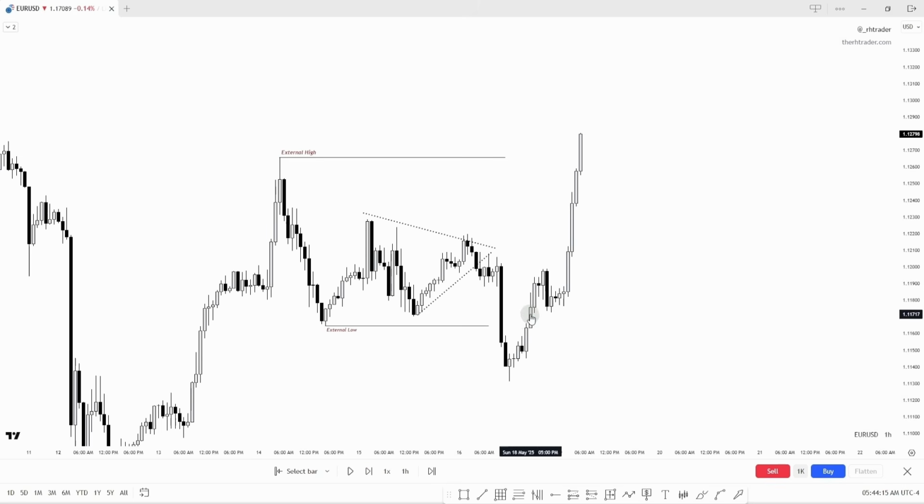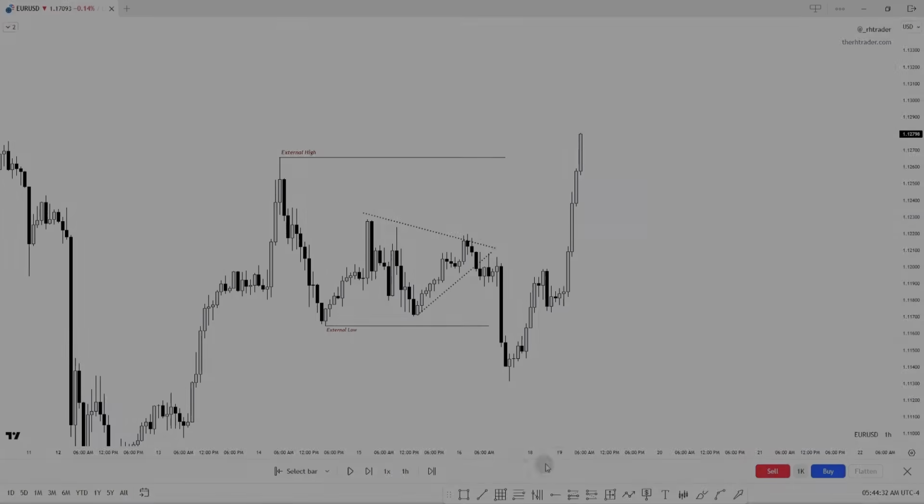And there we have it. We have an aggressive move to the upside, taking out external high with equal highs formed with these lows. Every aggressive move in the market is accompanied with one of these equal lows or equal highs.